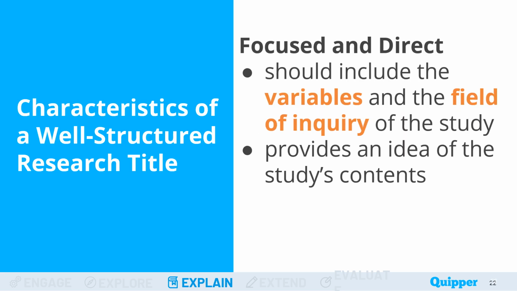Characteristics of a well-structured research title. First, focused and direct. It should include the variables and the field of inquiry of the study, and provide an idea of the study's content. So the title should contain the variables of your research. That's very basic.